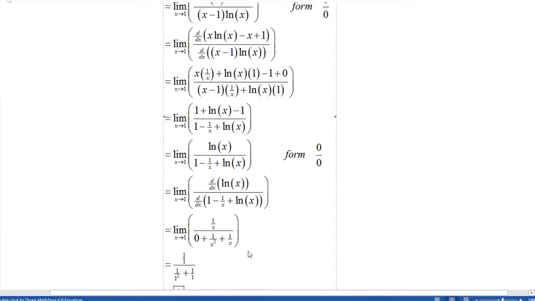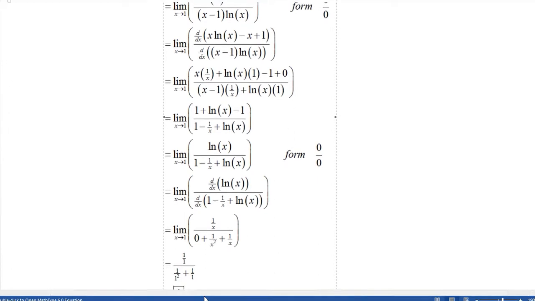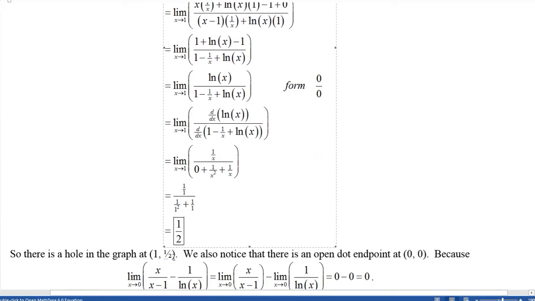Now at this point, we can actually just go ahead and plug in 1 everywhere because this is continuous at 1. If we plug in 1 here, here, and here, the 0 we can ignore. This is 1 over 1 is 1. 1 over 1 squared is also 1. 1 over 1 is 1 here. 1 plus 1 is 2. So you got 1 over 2 is 1/2. So the limit as x approaches 1 is 1/2. So 1 comma 1/2 is a hole in the graph.